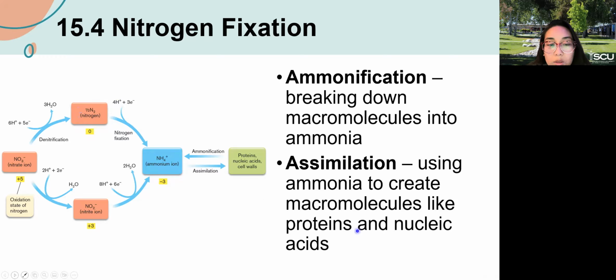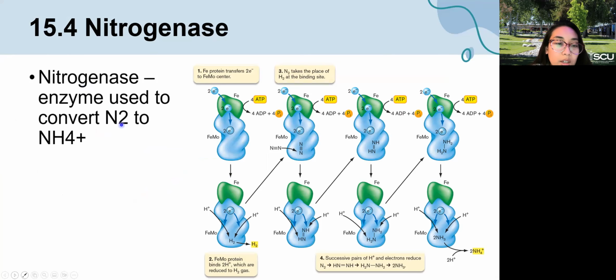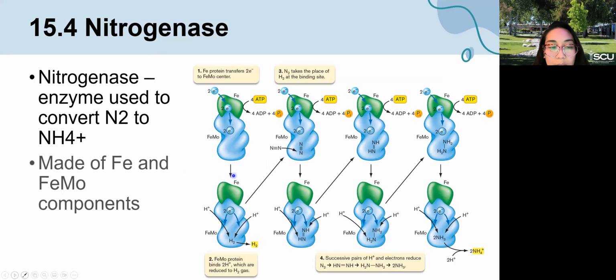So that's pretty cool. Okay, the protein that does this process, by the way, going from N2 to ammonium, so the nitrogen fixation process, the enzyme that does this is called nitrogenase. So the nitrogenase converts N2 to NH4. And the enzyme is a pretty weird looking guy. It's got like an Fe unit and an FeMo unit. It's got two weird units.